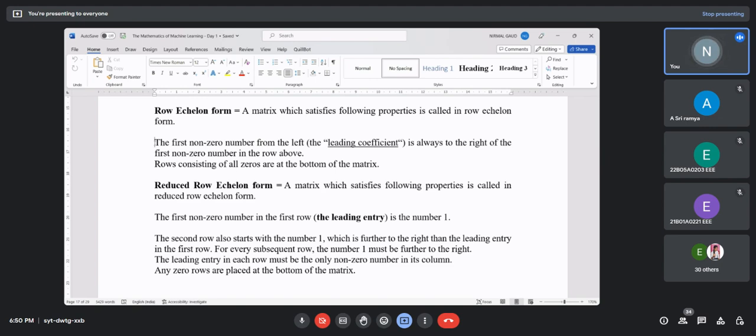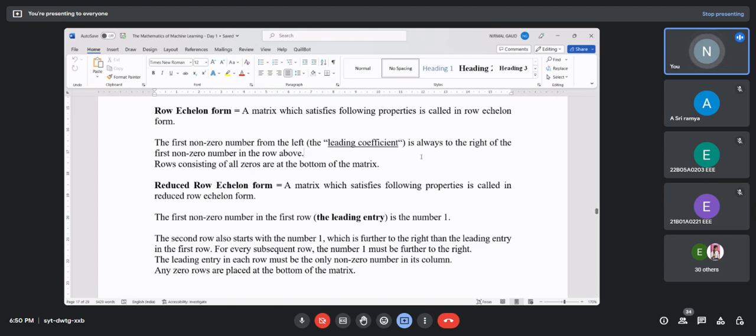That number should always be present to the right of the first non-zero number of the row above. That means write it to the right of the first non-zero of the row above. Okay, now what does this mean? What is the orientation? We need to check an example, and then we will understand. We are going to the extreme left, checking a number and saying that this is non-zero. It is always to the right of the first non-zero number in the row above.